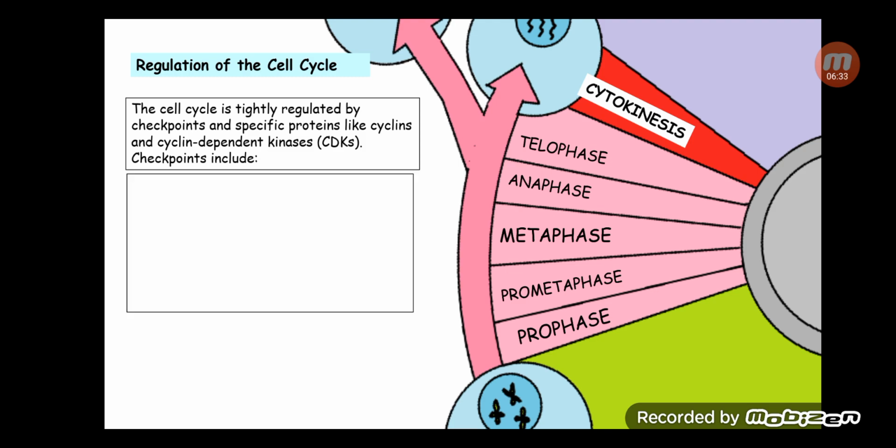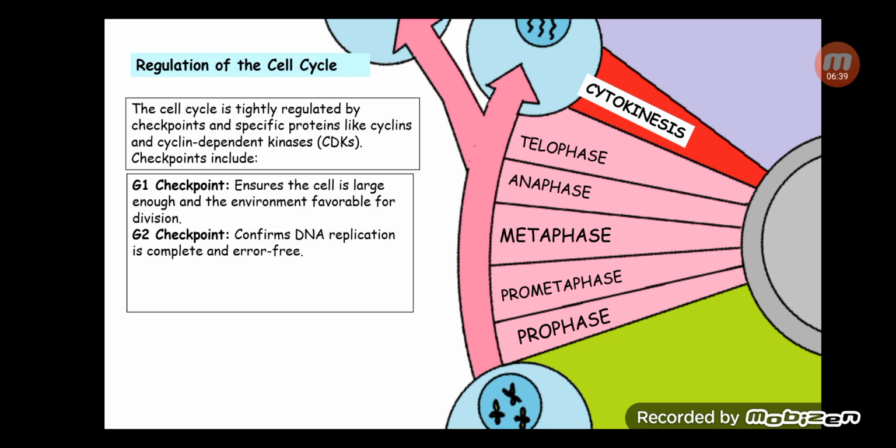Checkpoints in cell cycle include the G1 checkpoint that ensures the cell is large enough and the environment is favorable for division. The other checkpoint is the G2 checkpoint that confirms DNA replication is complete and error-free. The next checkpoint is the M checkpoint that ensures chromosomes are correctly attached to spindle fibers before segregation. These are three important checkpoints for cell cycle regulation.